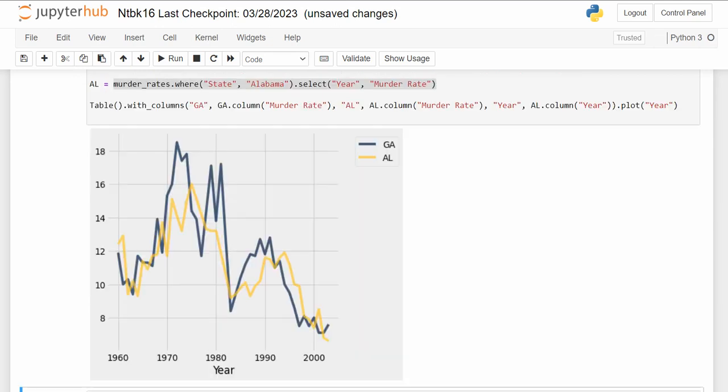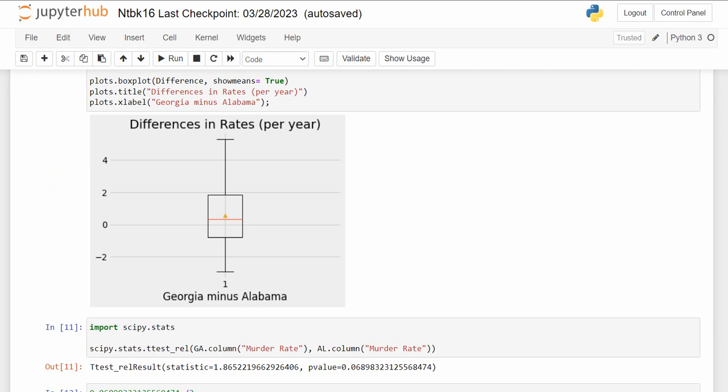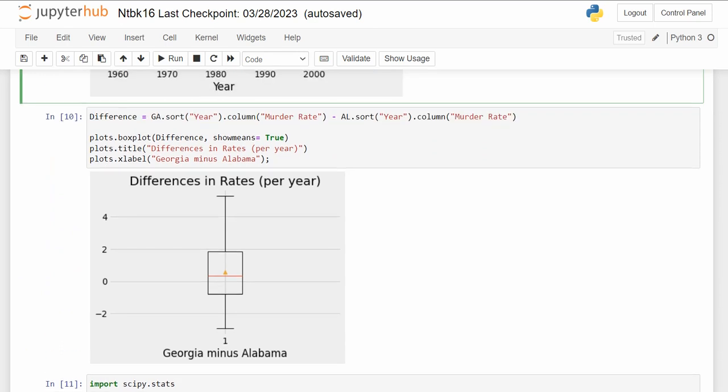Why do we put them together? Well, so that we could do this plot where we plot both by year. And you can see that unlike football, where we would prefer the Georgia dark blue line to be higher than the Alabama gold line, here we're actually talking about violent crime. And so we would prefer these places where the dark blue line is below the gold. But it does appear that at least for several of the time periods involved, the murder rate in Georgia was higher.